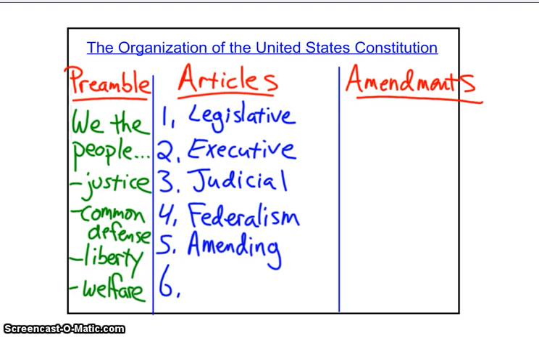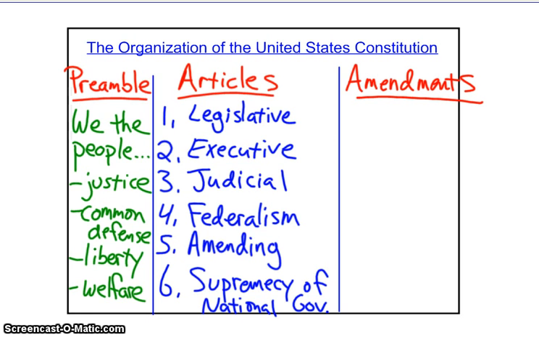And Article 6 is about the supremacy of the national government. Basically, even though we have national and state governments, the national government is a little bit above, a little bit more important than the state governments. The last article, Article 7, was just about ratification, how they approved the Constitution way back in 1789.